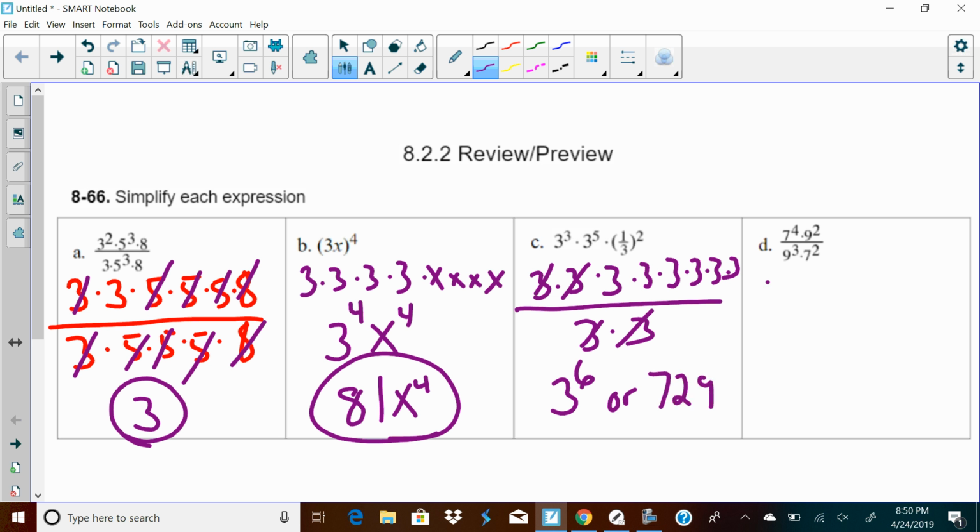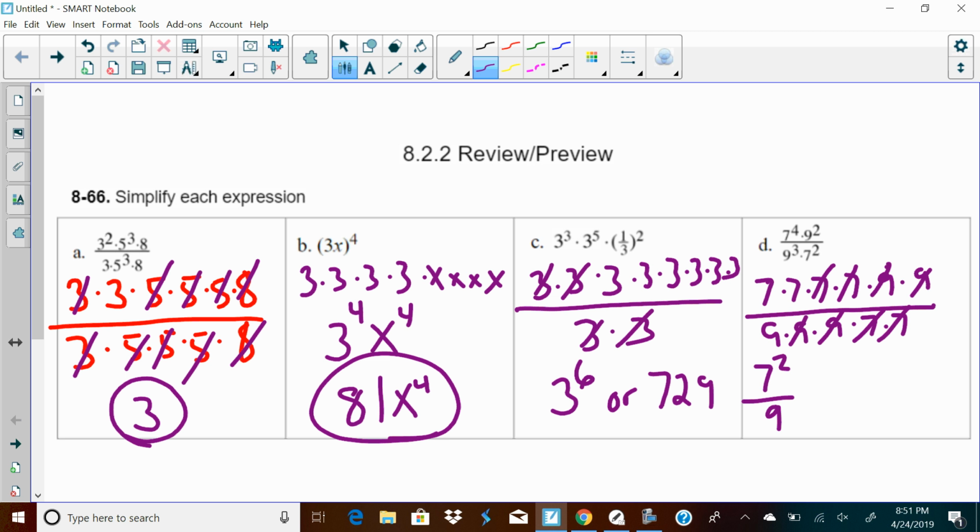And D, it's 4 7s, 2 9s, and on the bottom, 3 9s and 2 7s. So 2 9s get crossed out, 2 7s get crossed out. So 7 to the 2nd over 9, or 49 over 9.